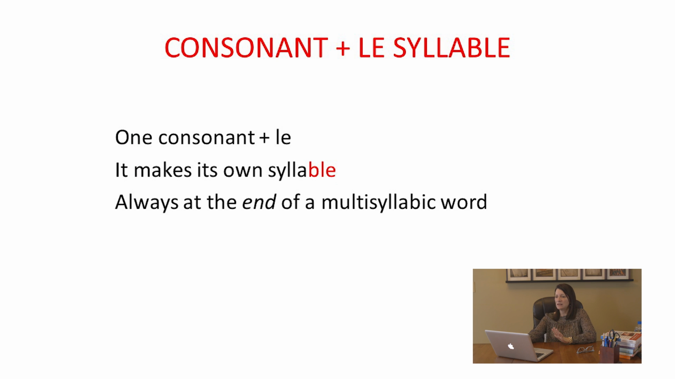All right, the last one, consonant plus LE. Even the word syllable has one at the end, and that's where this pattern always appears, at the end of words that are two or more syllables. And this is the first pattern that doesn't have any focus on the vowel. The rule is one consonant followed by an L and an E, and that's it.